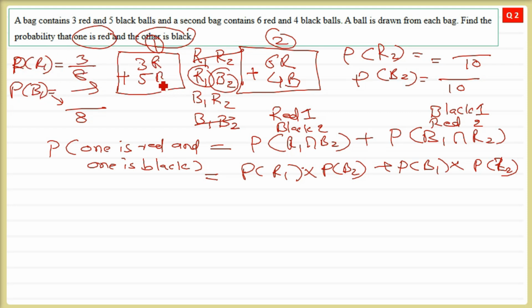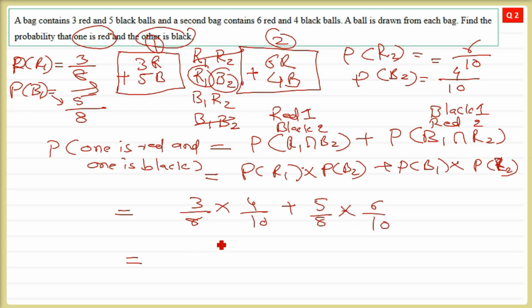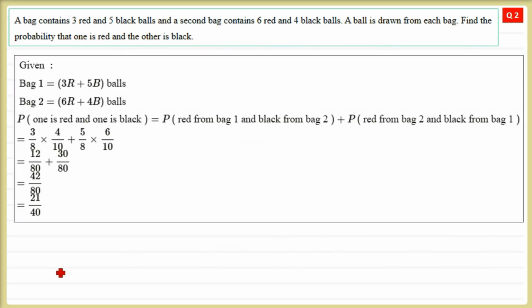Favorable cases for red in first is 3. Black in first case is 5. 6 and 4 in the second bag of 10, red and black respectively. Now as we have found out the probability, we'll just replace it here. 3 by 8 for P(R1), B2 probability 4 by 10, plus 5 by 8 B1 probability and R2 probability 6 by 10. So this becomes 12 divided by 80 and then plus 30 divided by 80. So this becomes 42 by 80, and when you compute this it will be 21 divided by 40. This is your final result. So this is how it will be done. But if this question carries more marks, then the explanation I gave should also be incorporated.